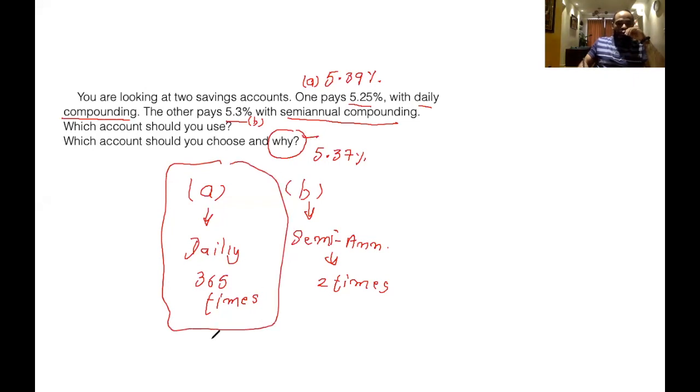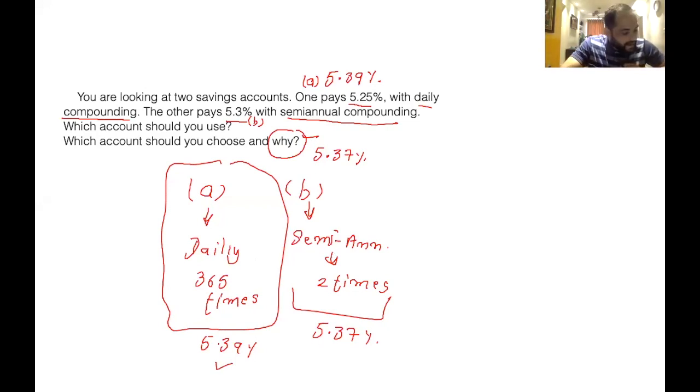So the reason is A is going to give us 5.39% and B is going to give us 5.37%. So if we make an investment in this option, we're going to earn better. So for that reason, we choose investment A. All right. So these are the ideas for EAR. So that's all about interest rate. So interest rate is finished.